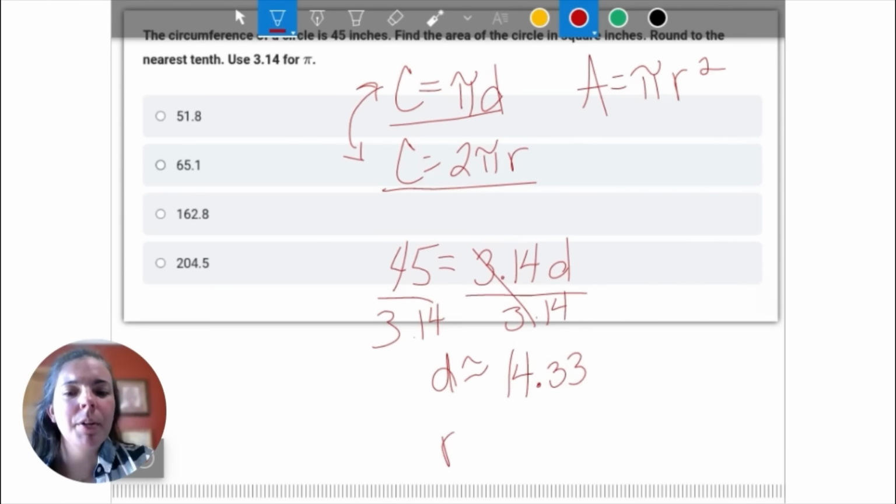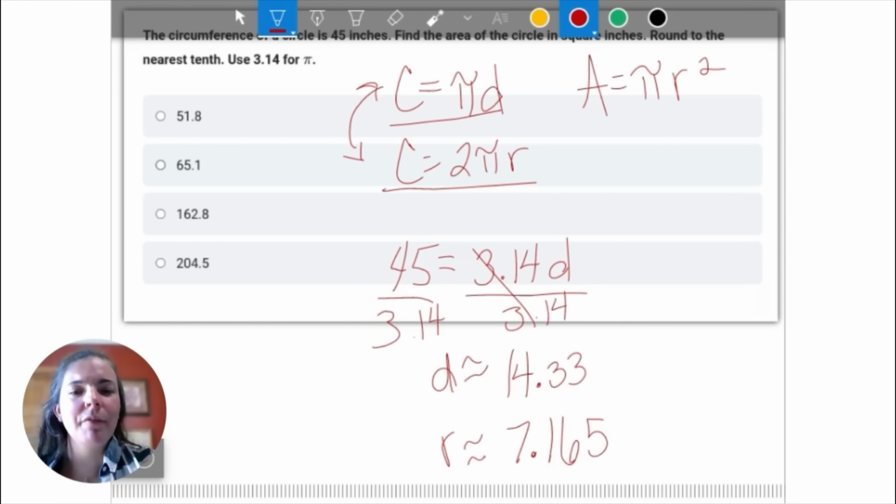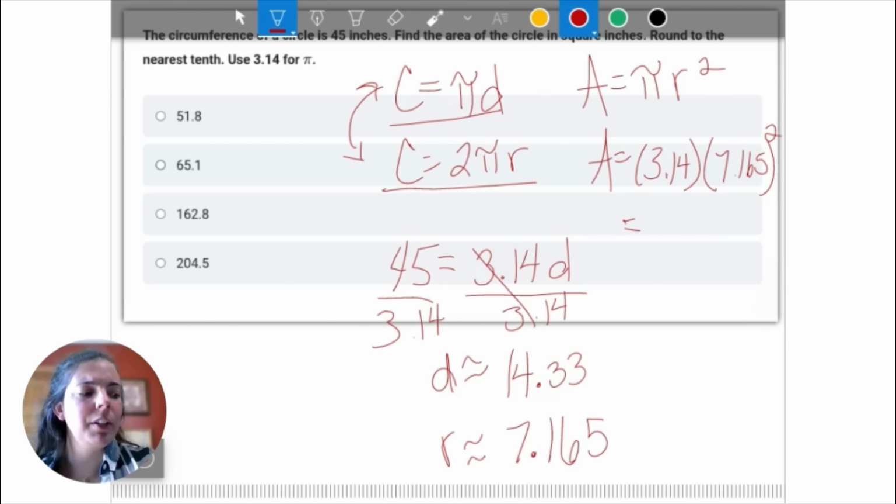So if that's my diameter, my radius is going to be half that. So I just divide that by 2 and I get 7.165. So I'm just going to leave it like that for now. I can plug into my calculator to make this a little bit easier. So now with my area, 3.14 for pi, 7.165 is my radius, and I need to make sure I square that. So if I plug this into my calculator, I get approximately 161.198, something like that.